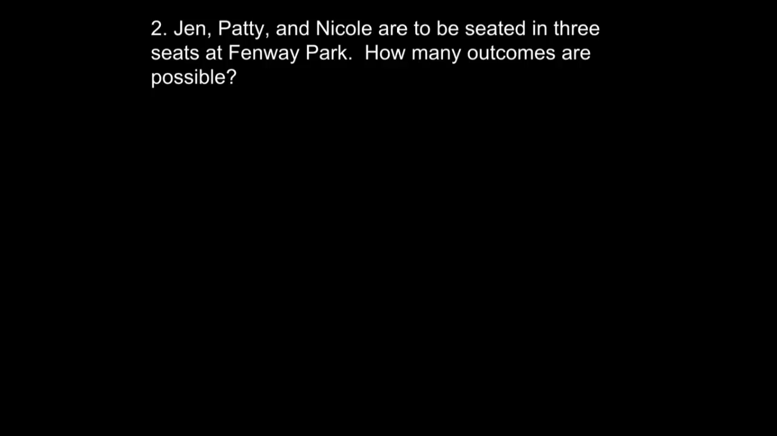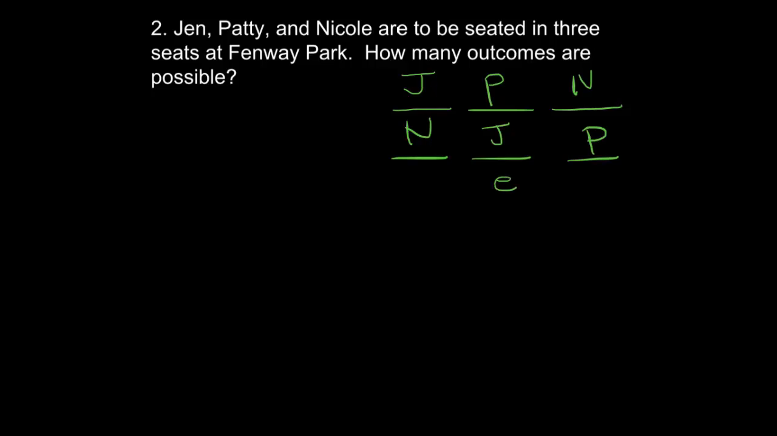So, for instance, here are the 3 seats in a row. We could have Jen sitting first, and then Patty, and then Nicole. Or we could have Nicole, and then Jen, and then Patty, etc. So at this point, listing all the possibilities is okay, but it's not ideal. And of course, we could make a tree diagram too, but that becomes less practical the more complicated your problem becomes. So the better way to view this is to use the multiplication principle.